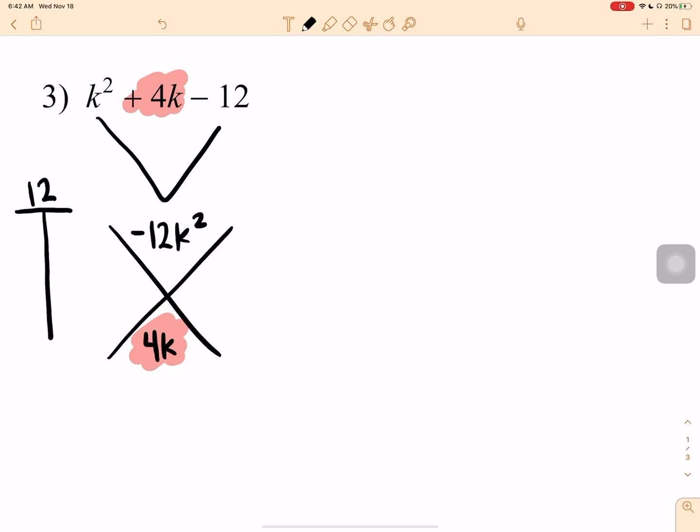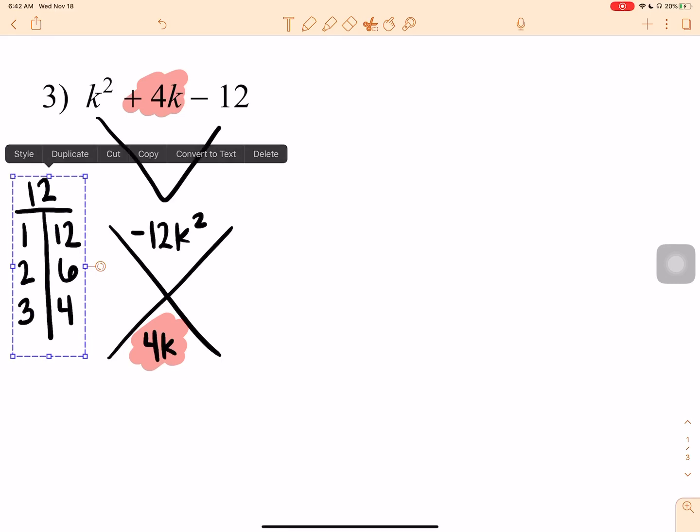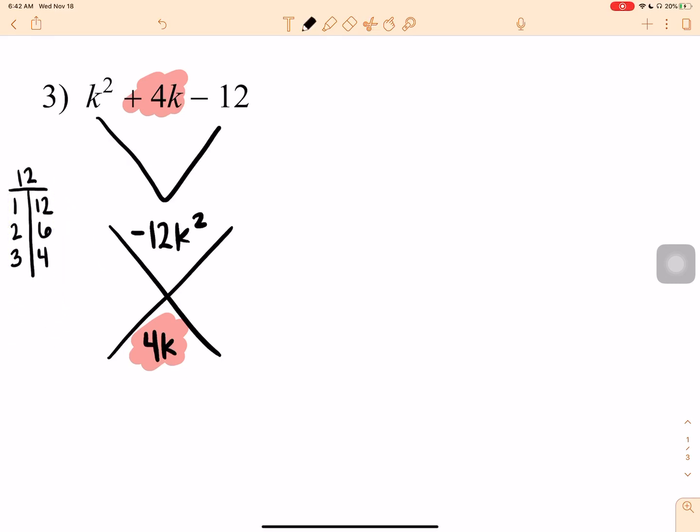So all my factors of 12, I start off with 1. 12 divided by 1 is 12. 2. 12 divided by 2 is 6 because 2 times 6 is 12. 3. 12 divided by 3 is 4 because 3 times 4 is 12. So I know that one of these needs to be a negative, right? In order to make that negative 12 up top, the product, it has to be a positive times a negative, okay? So here, if I'm looking to get a positive 4, I can use the 6 and the 2.